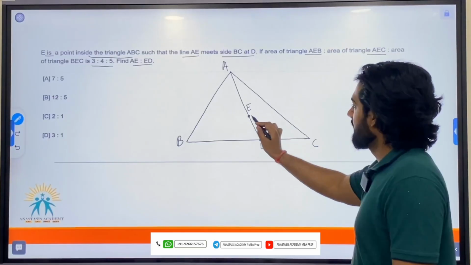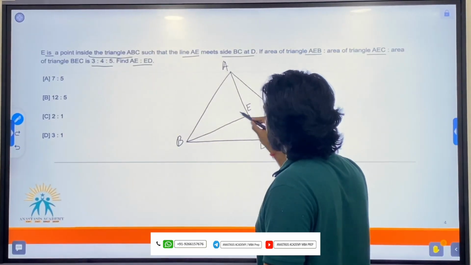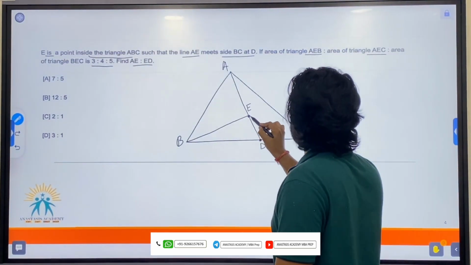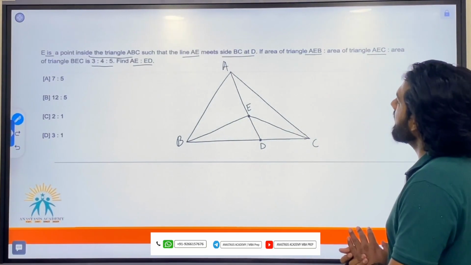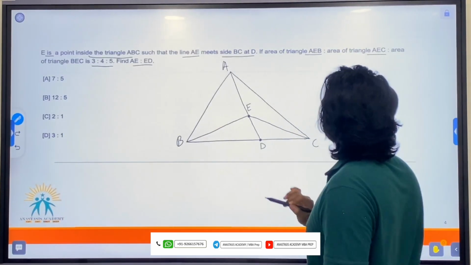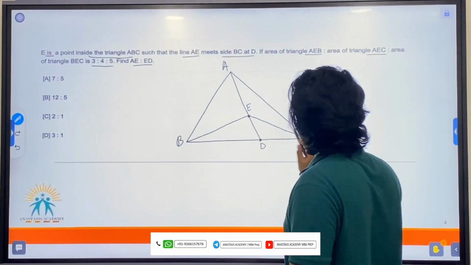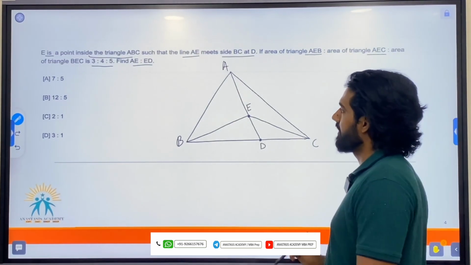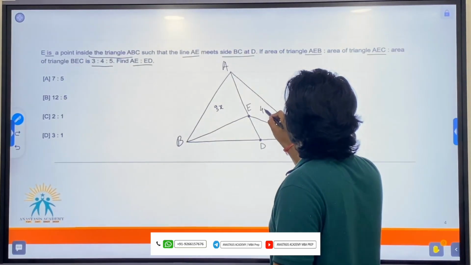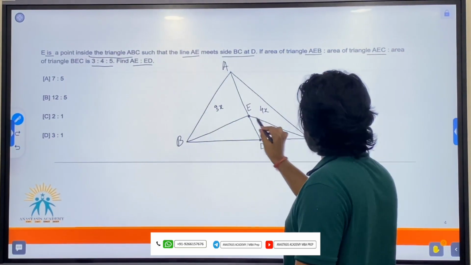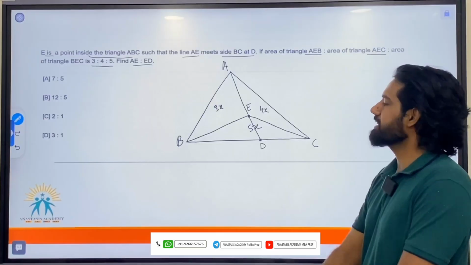If I join these 2 points B and E, I get the triangle AEB, right? And when I join this point E to point C, I get this triangle AEC. Now the ratio of the area of triangle AEB to the area of triangle AEC to the area of triangle BEC is given as 3:4:5. So I can say the area of this triangle is 3x, the area of this triangle is 4x, and the area of this whole triangle BEC is given as 5x.